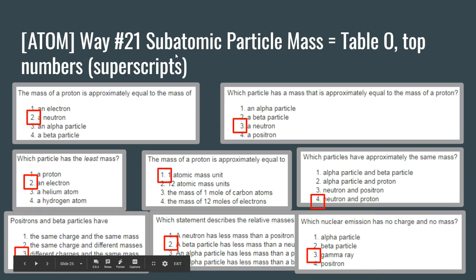So remember, when looking up masses of these subatomic particles, always consult Table O, specifically the superscript number, the top number. If you ask questions about the charge, you're going to need the subscript, the bottom number.